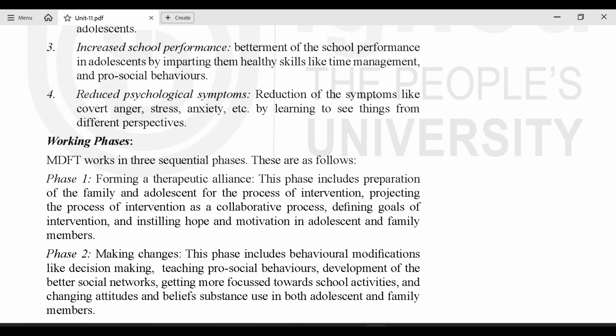Phase 2, making changes. This phase includes behavioral modifications like decision-making, teaching pro-social behaviors, development of better social networks, getting more focused towards school activities, and changing attitudes and beliefs. Substance use in both adolescent and family members.